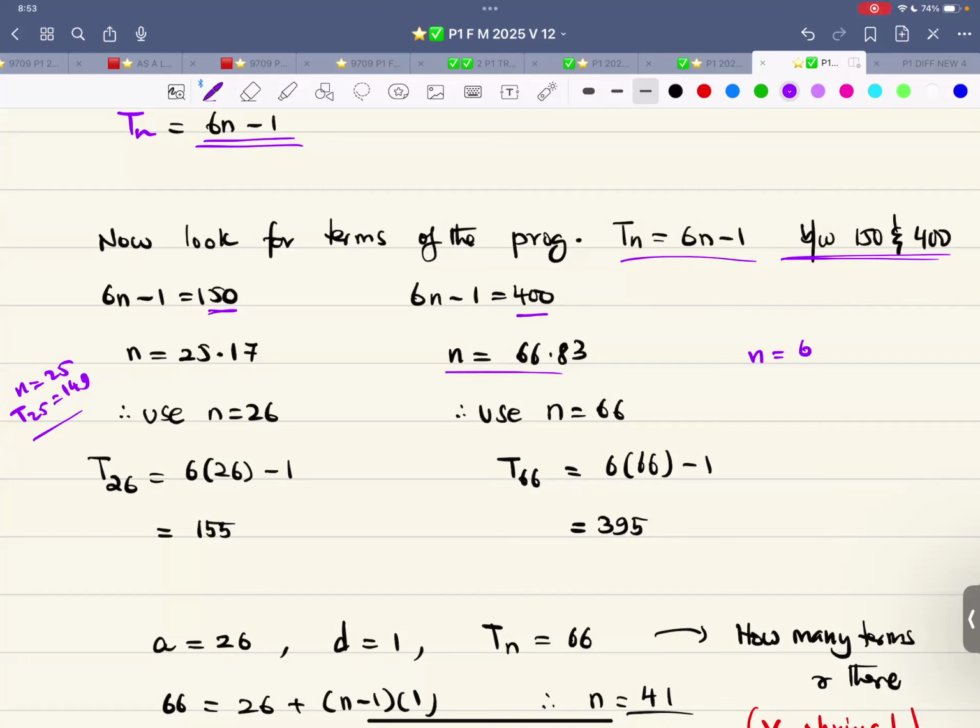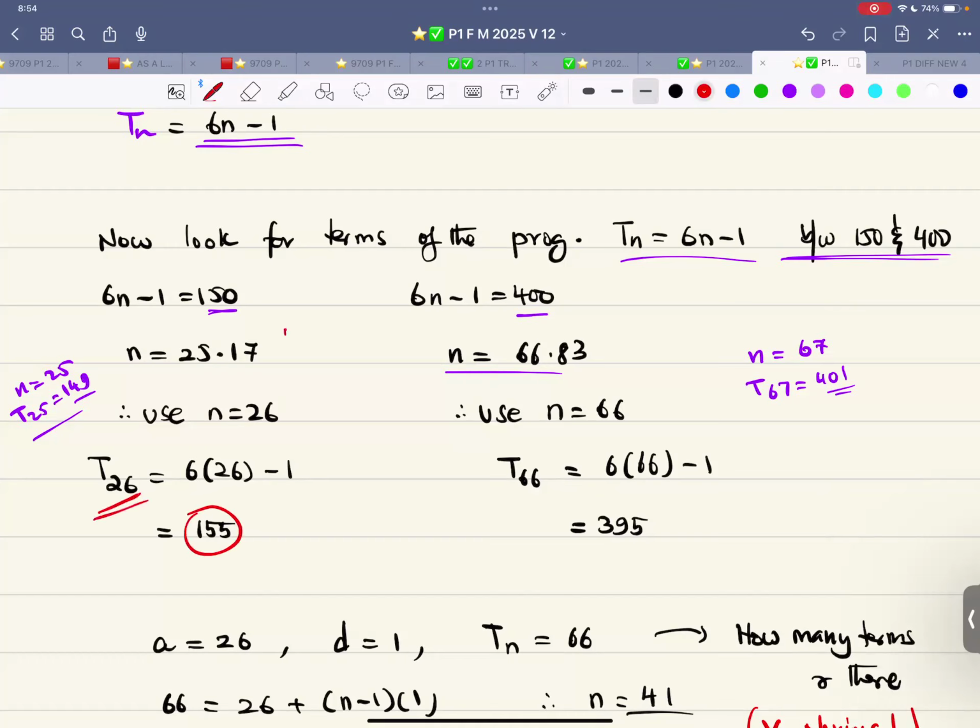If I use n as 67, therefore T67 is how much? 6 into 67, that is 402. 402 minus 1 is 401. So I need a term that is the next one. So basically 149 plus 6 is 155.